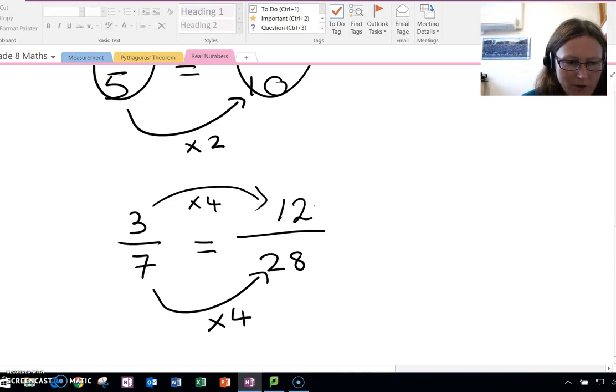So equivalent fractions are equal in value, and you multiply the numerator and the denominator by the same number.